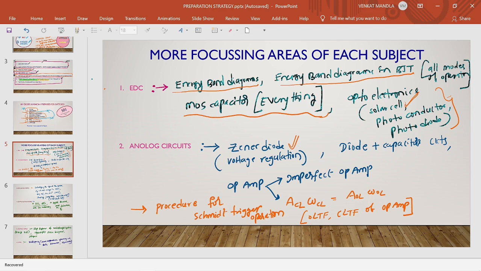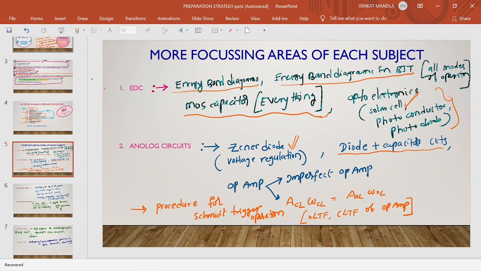So, the voltage regulation circuits of Zener diode. Okay, and these two types are there: load regulation and line regulation. These two types you need to be perfect with for this Zener diode. Next, diodes with capacitor circuits, like clampers.